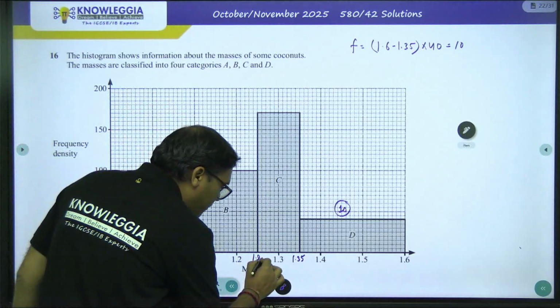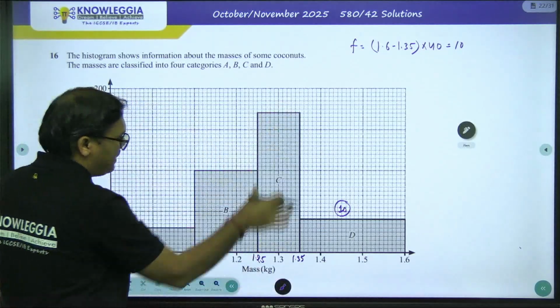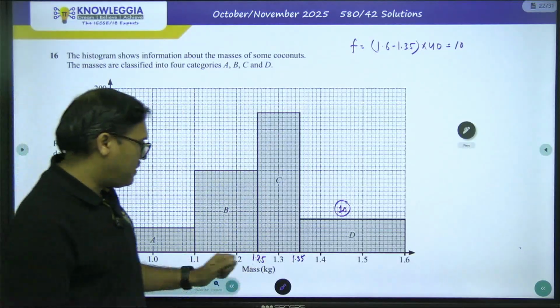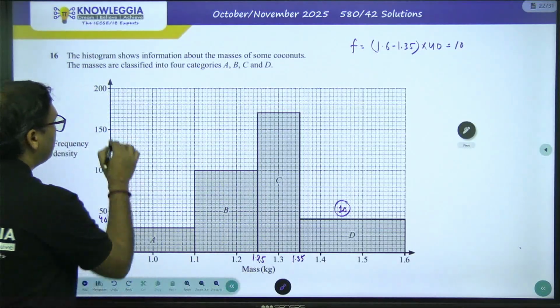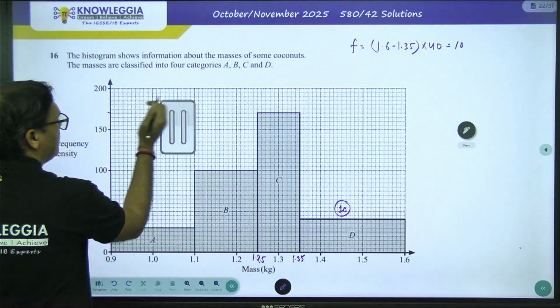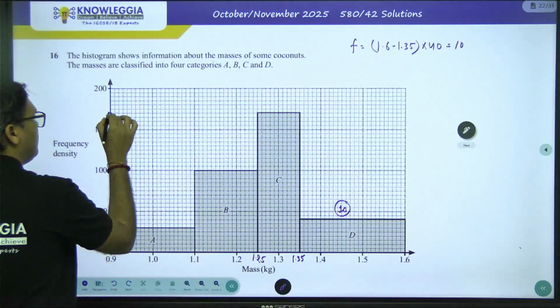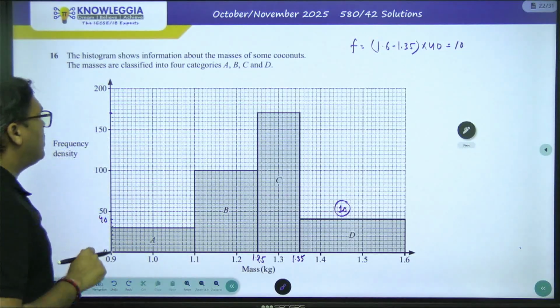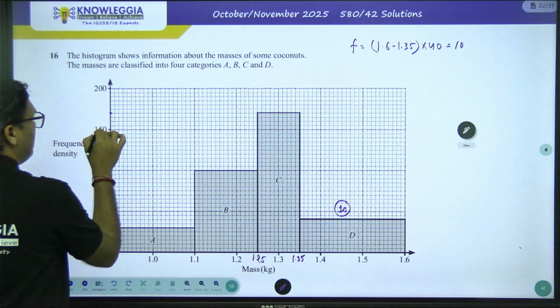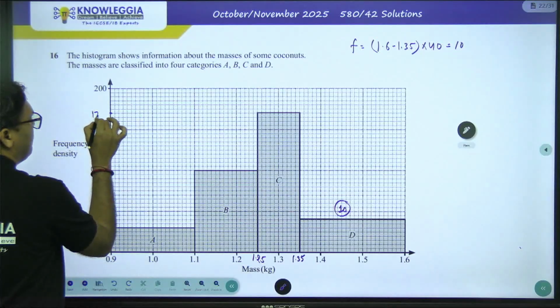This is 1.5, 1.25. But you have to find the area again, correct? So this is 1.25. And this is somewhere here. So this is 1, 2, 3, 4. So 4 into 5, 20. So this will be 150 plus 20, which is 170.